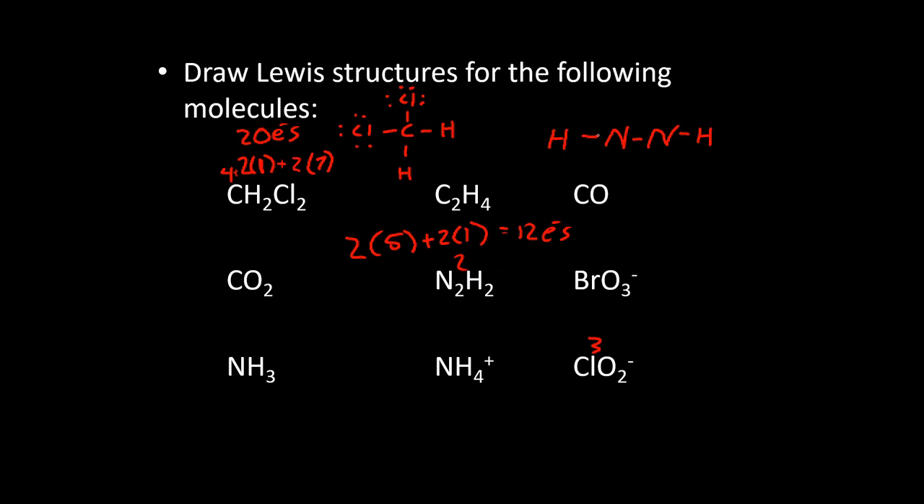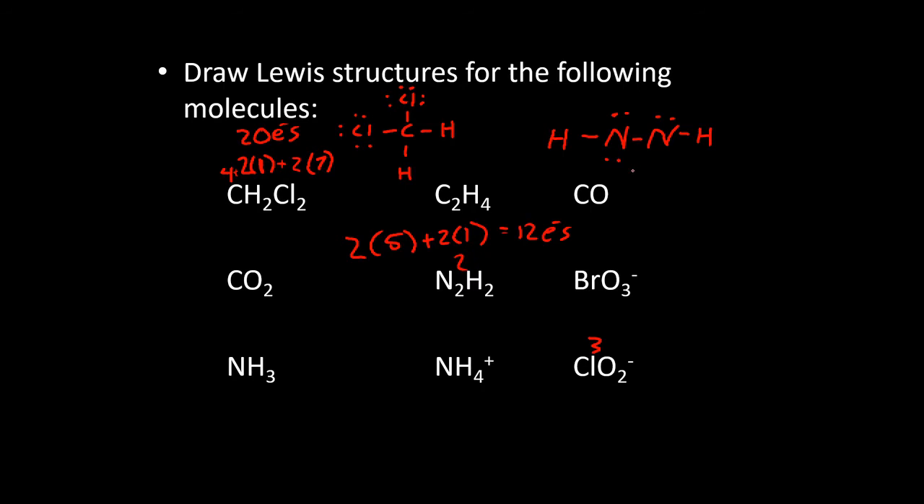So we already have 6 here in the single bonds. Our terminal atoms do not want any more electrons. So we can put the rest of the electrons on the central atoms. So starting at 6, 8, 10, 12. We ran out of electrons.